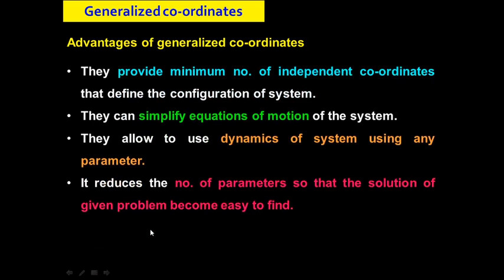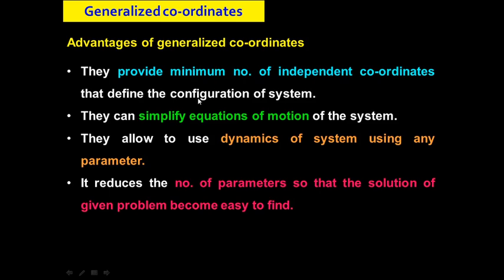Now we will see the advantages of generalized coordinates. The first main advantage is they provide the minimum number of independent coordinates that define the configuration of the system. It means the minimum number of independent coordinates can be easily determined and correlated to the generalized coordinates which define the configuration of the system.